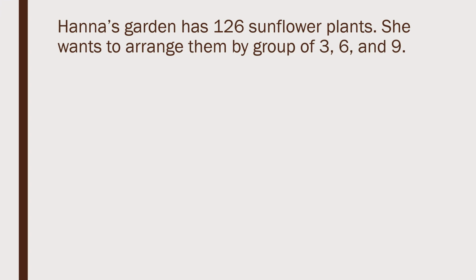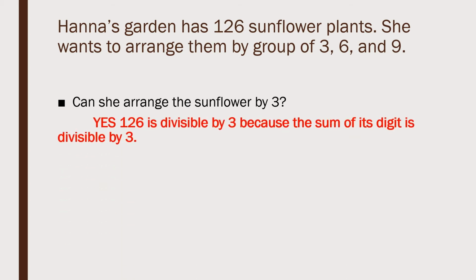Let us study the problem. Hannah's garden has 126 sunflower plants. She wants to arrange them by group of 3, 6, and 9. First question. Can she arrange the sunflower by 3? What do you think? Let us apply the divisibility rule for 3. The correct answer is yes. 126 is divisible by 3 because the sum of its digits is divisible by 3.